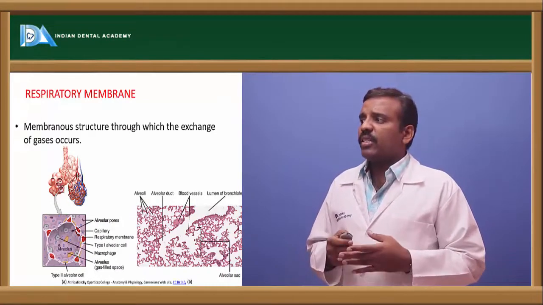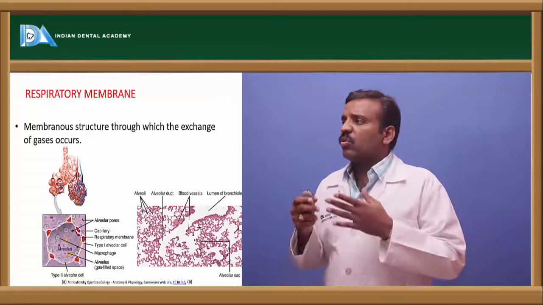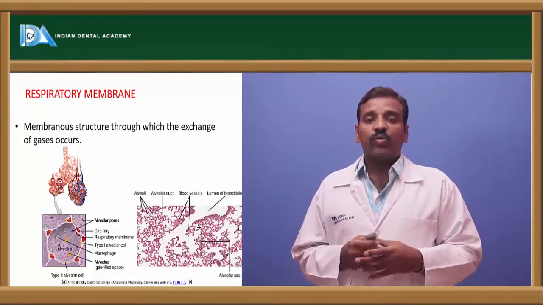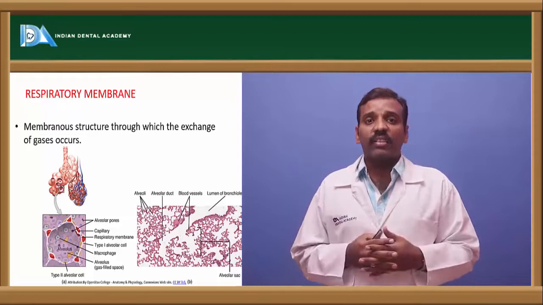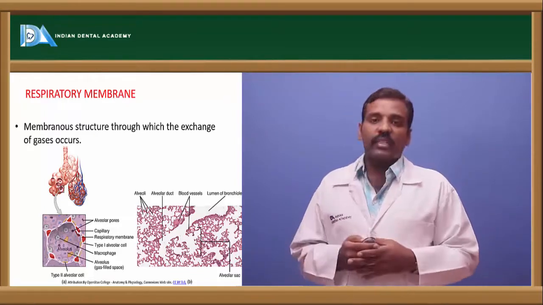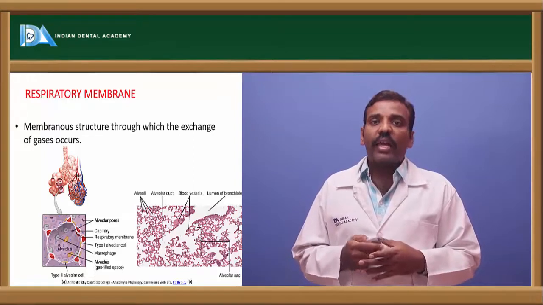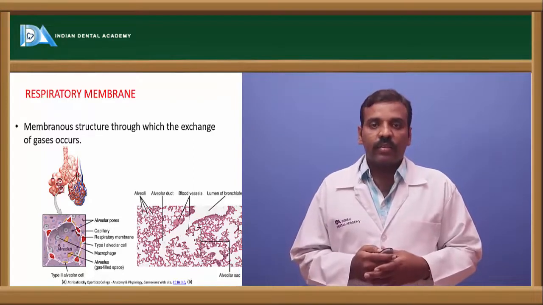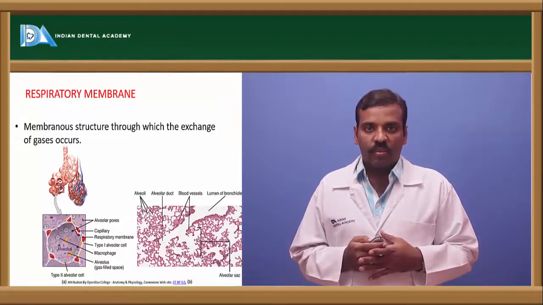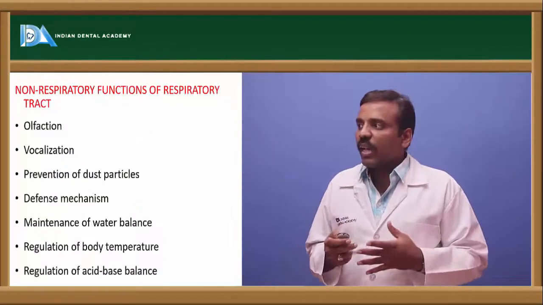Next is the respiratory membrane. The respiratory membrane is a membranous structure through which the exchange of the gases occurs. It occurs in the alveoli and alveolar sacs, between which the gas exchange takes place.